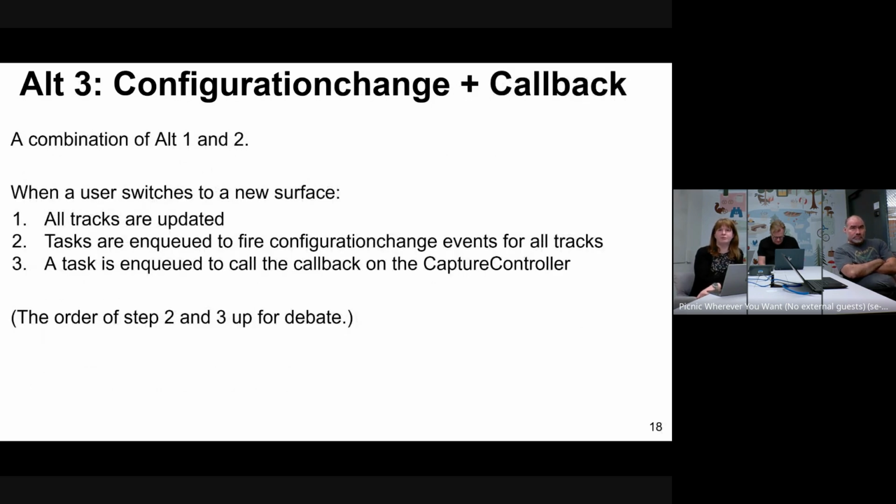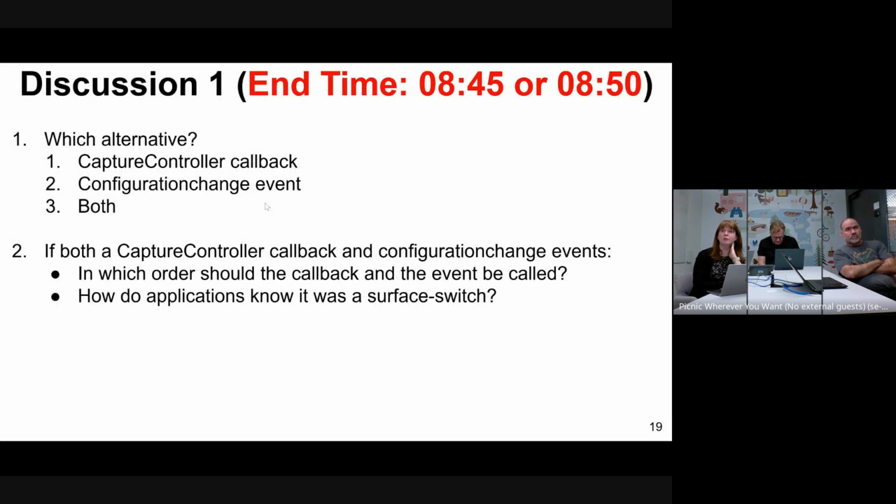And then there's a third alternative, that we just combine this. There is some discussion here about ordering if we would do this. So the idea would be, first we update the tracks because we want to have them updated so we know what we're working on. Then tasks are queued to fire configuration change events, and after that we call the callback, and at the end there we can resume frame delivery. Yeah, next slide, please.